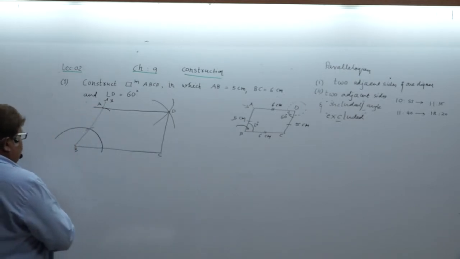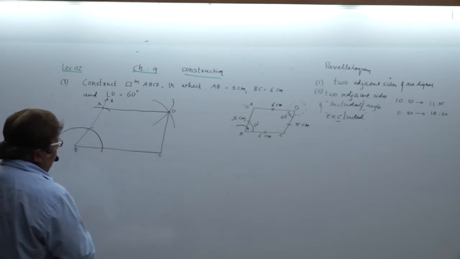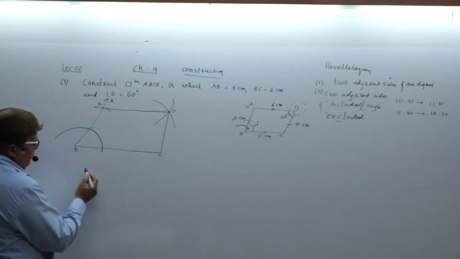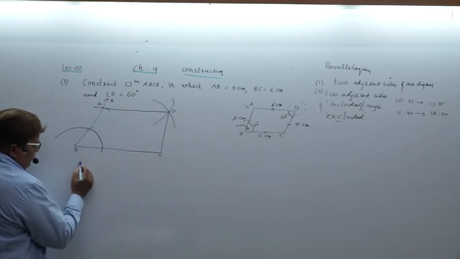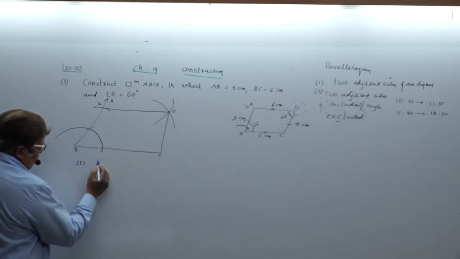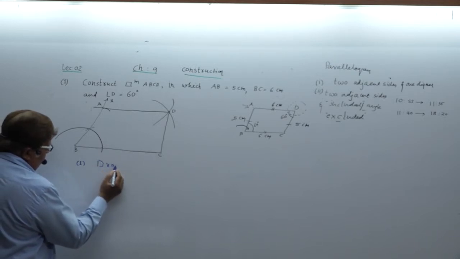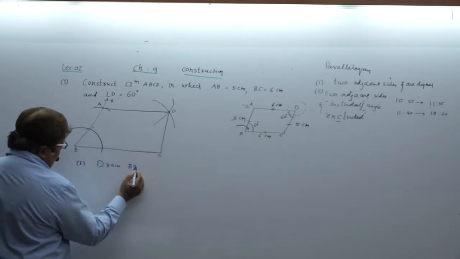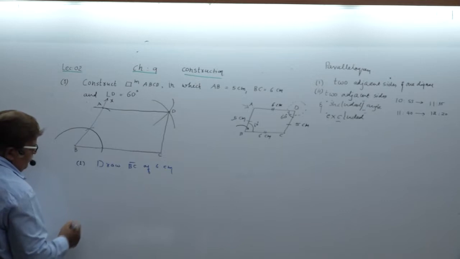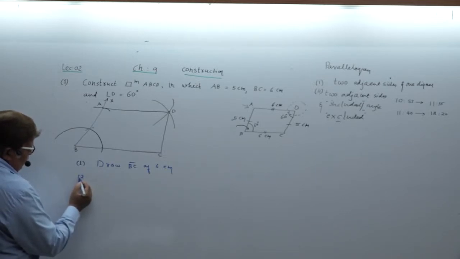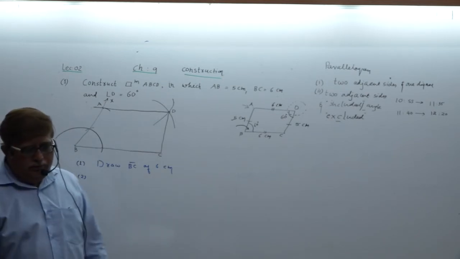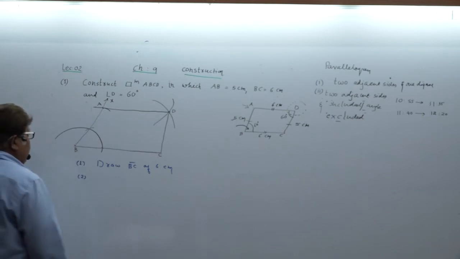Okay. Now dear students, let us write the steps of construction. You will also continue to write with me. We will continue this way. The first step, you all know very well, draw line segment BC of 6 centimeter. Please note down all steps with me. Draw line segment BC of 6 centimeter.